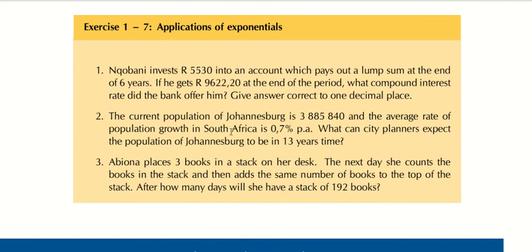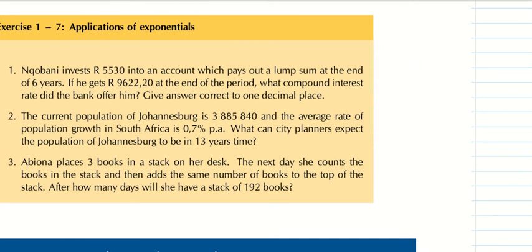And now we look at exercise 1.7, applications of exponentials. Ngobani invests 5,530 into an account which pays out a lump sum at the end of 6 years. If he gets 9,622.20 at the end of the period, what compound interest rate did the bank offer him? Give your answer correct to 1 decimal. Now I'm quickly going to write this out and then we're going to continue.